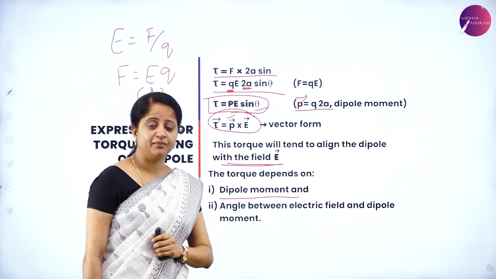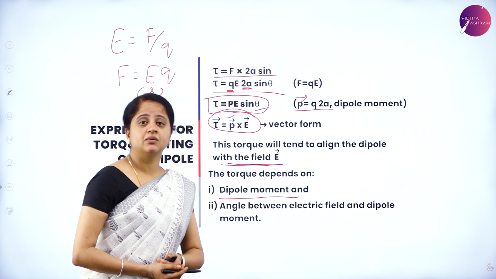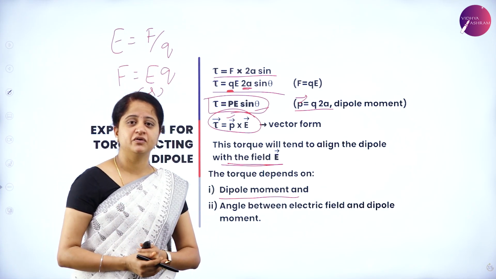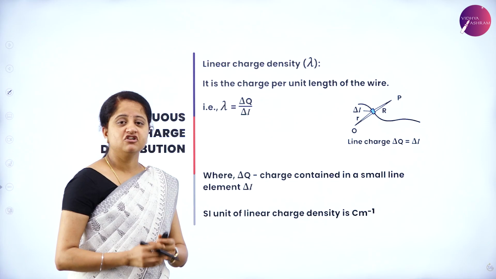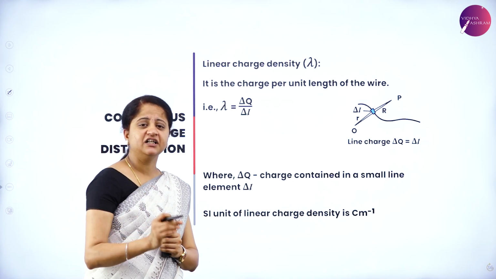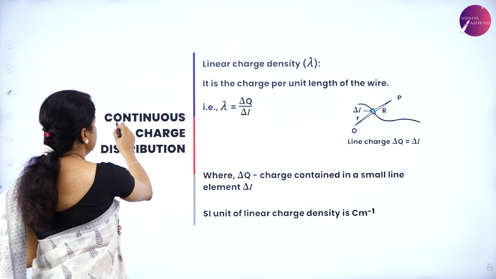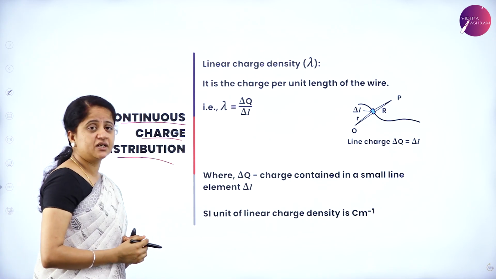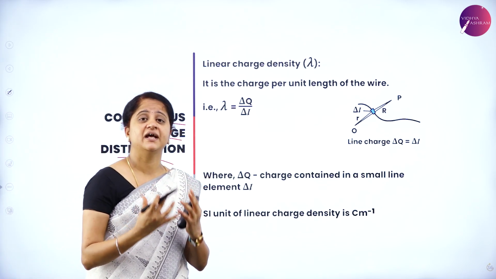So this is a very important term to remember. Tau is equal to PE sin theta, which helps you in competitive exams also. So let's move on to the next topic called continuous charge distribution. So what are the types of charge distribution? How does the charge distribute on any surface?